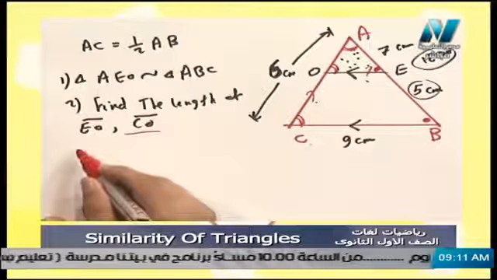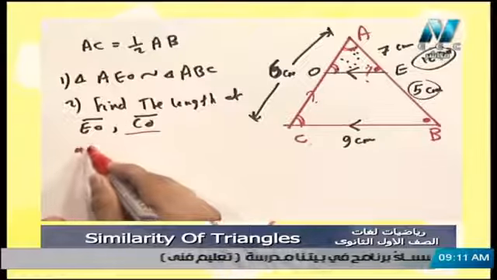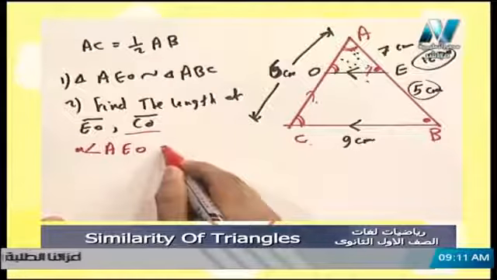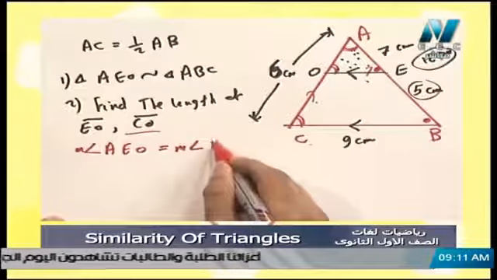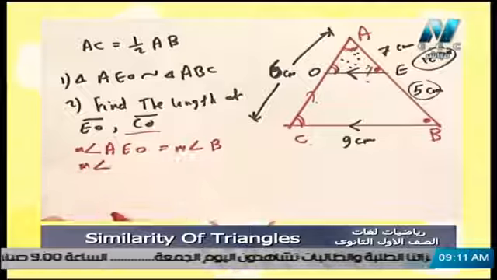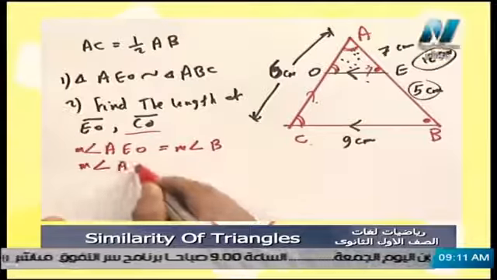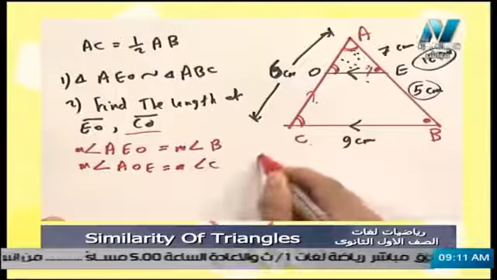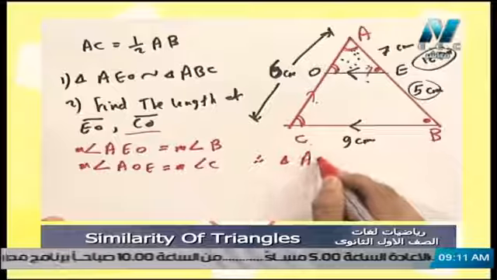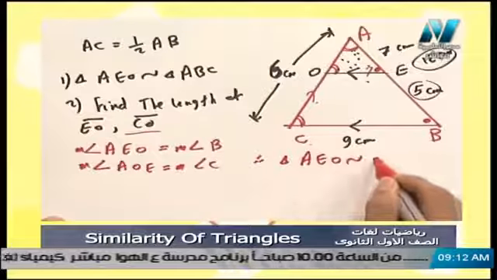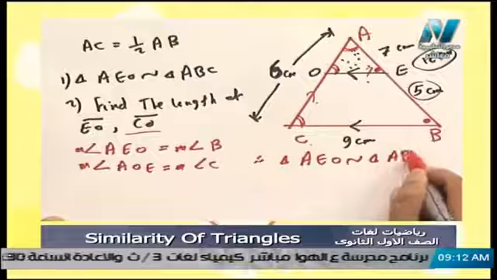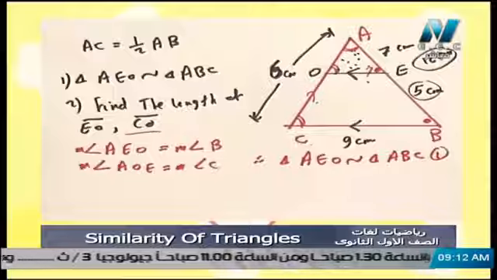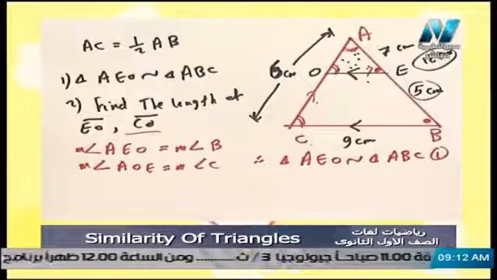So we can say measure angle AEO equals measure angle B, and measure angle AOE equals measure angle C. Therefore, triangle AEO is similar to triangle ABC. So we have the first request. We proved that the two triangles are similar.